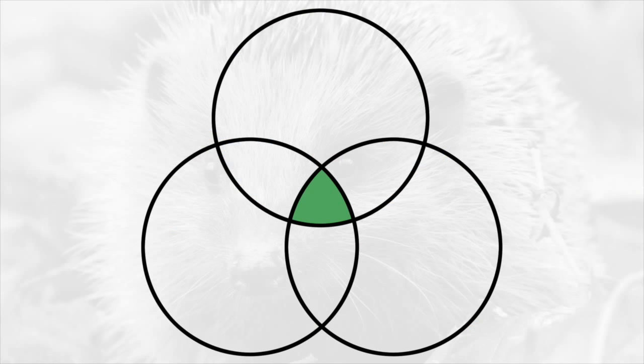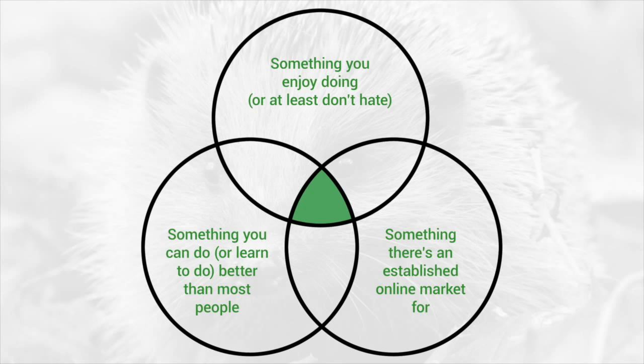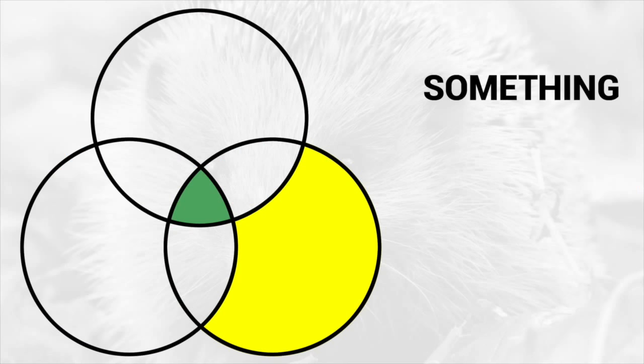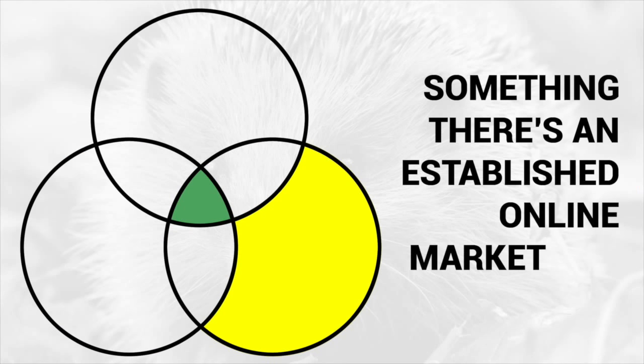The way to visualize the 3 steps of the Hedgehog Method is like so. 3 interconnected circles. Each of these circles represents a criteria that your chosen skill should meet. If it meets all 3, as represented by that green triangle in the middle there, well then you've got yourself a contender. So the first circle we're going to talk about, the first criteria is something there's an established online market for. Show me the money.